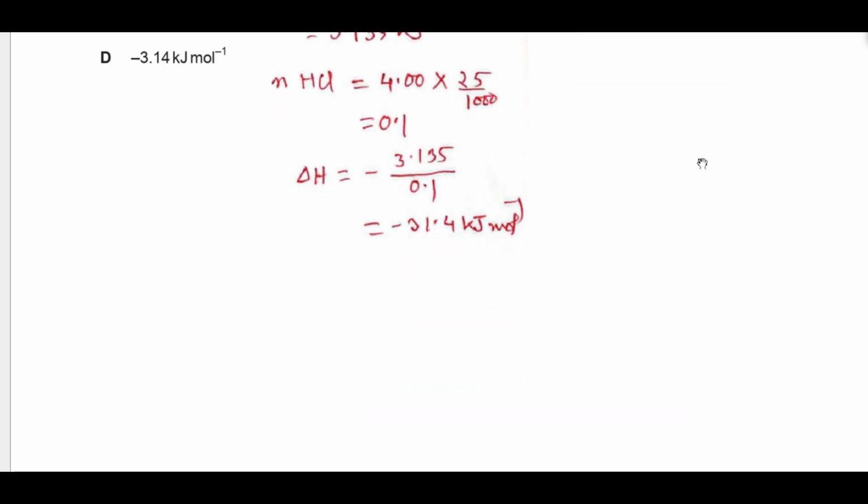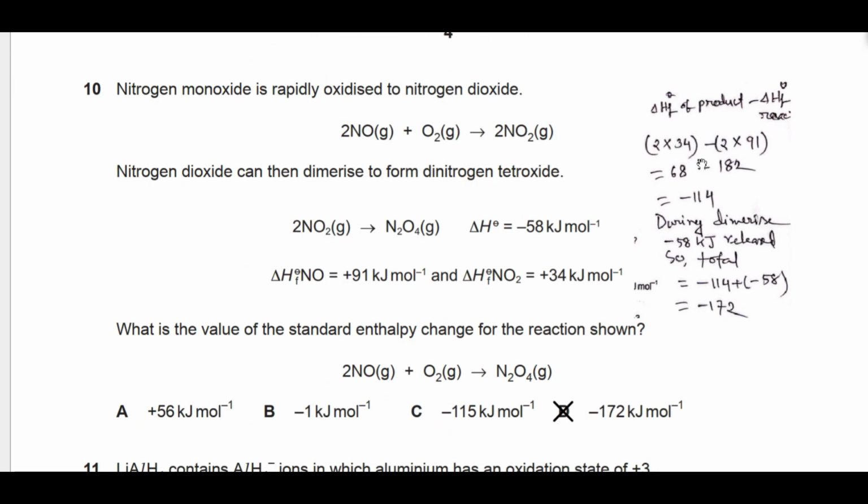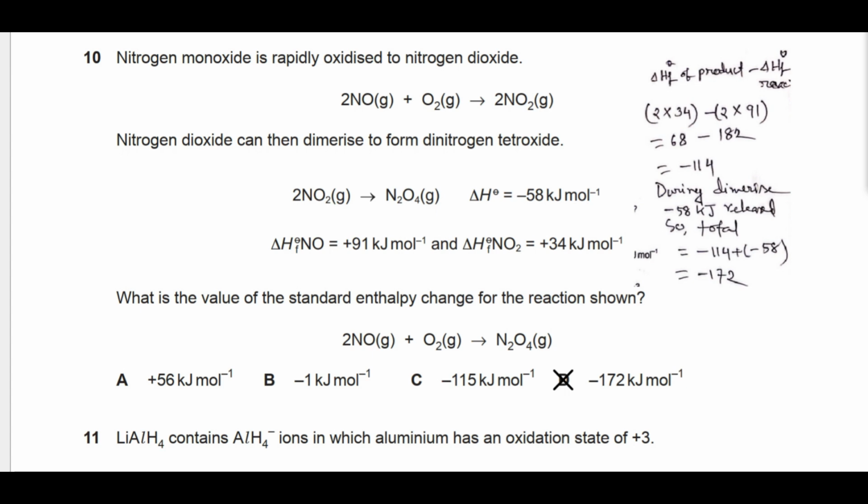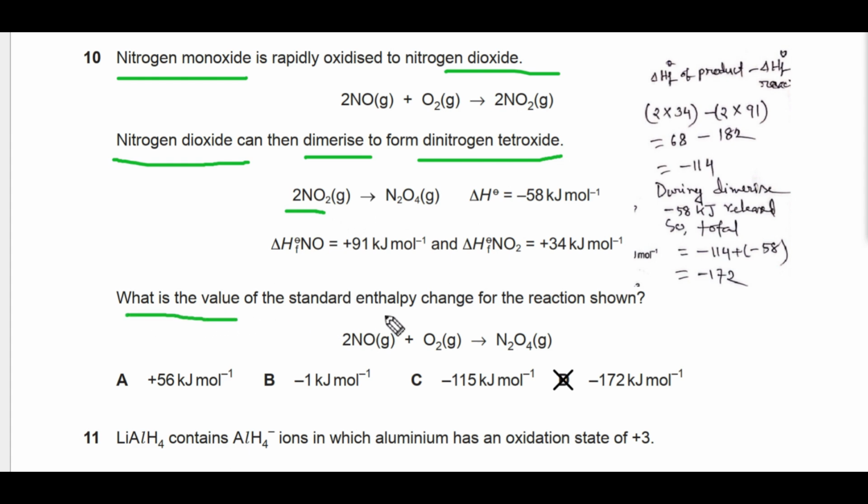Next, number 10. Nitrogen monoxide is rapidly oxidized to nitrogen dioxide. Nitrogen dioxide can then dimerize, these two molecules join together to form dinitrogen tetroxide. So what is the value of the standard enthalpy change for the reaction?